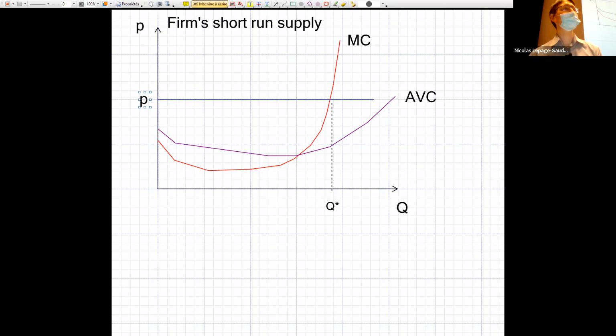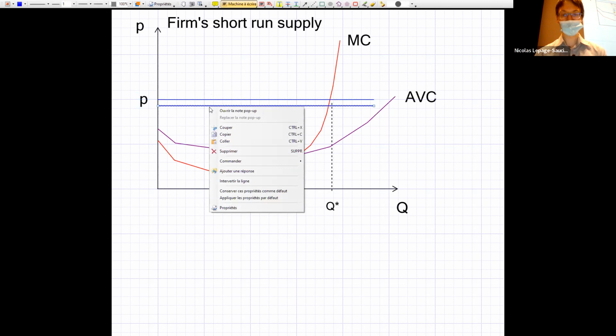Let me repeat the question. Yes, but more than that, even the marginal cost. That's the point. So imagine I did choose a lower price than P. So I chose this price, for instance.